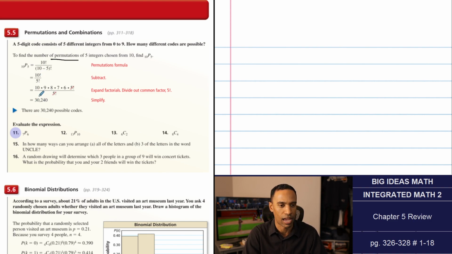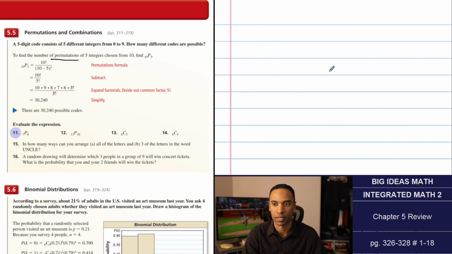You can either use it in the calculator or keep moving forward. Factorial means multiply descending integers from your number all the way down to 1. But 5 times 4 times 3 times 2 times 1 over 5 times 4 times 3 times 2 times 1 is 1, they might as well cancel it once they hit the 5 factorial. They're left with 30,240 possible codes. That would take a while to try and break.